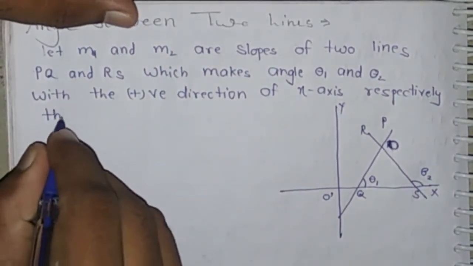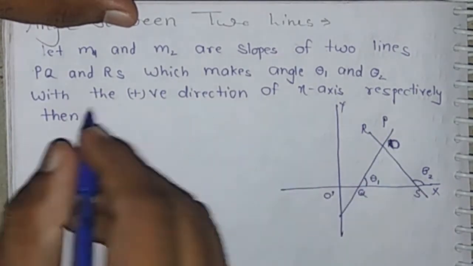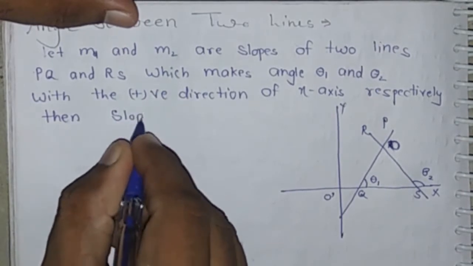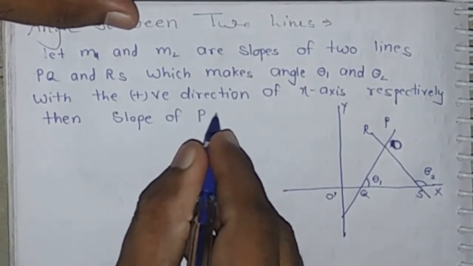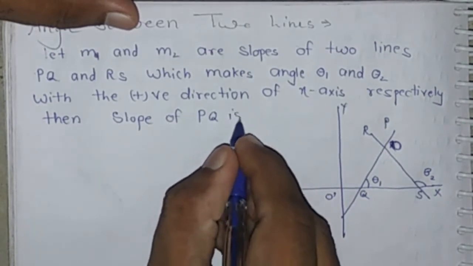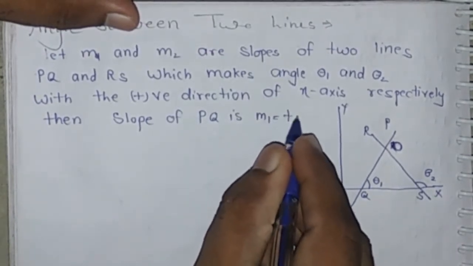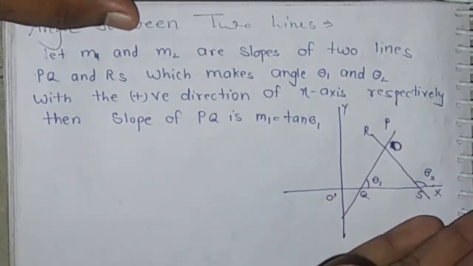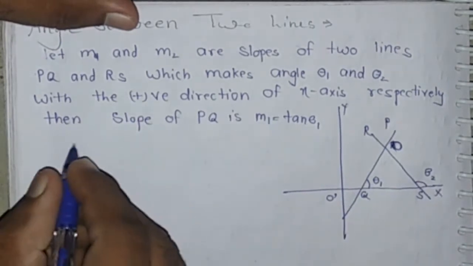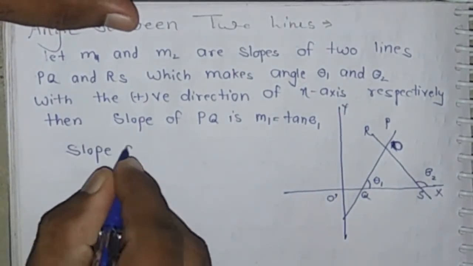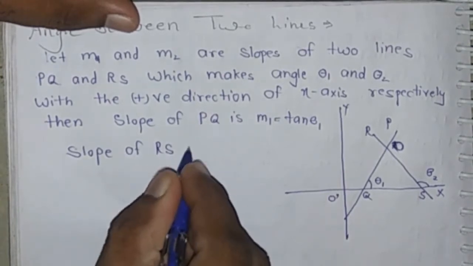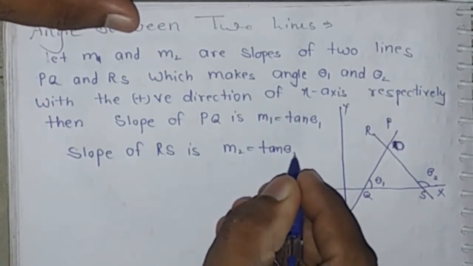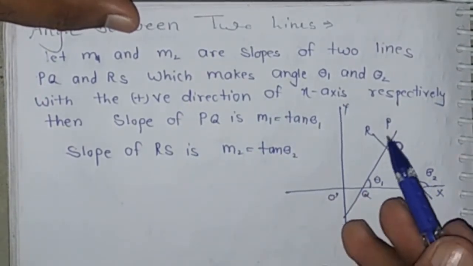Then slope of tangent PQ, slope of PQ is M1 equal tan theta 1. Slope of PQ M1 equal tan theta 1, because PQ makes an angle theta 1 with the positive direction of x-axis, and slope of RS is M2 equal tan theta 2, and we have to find the angle between PQ and RS.